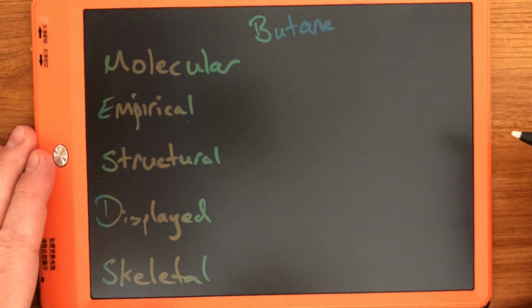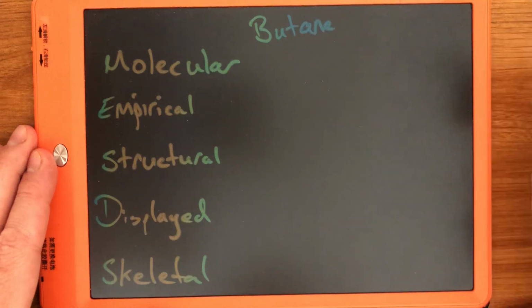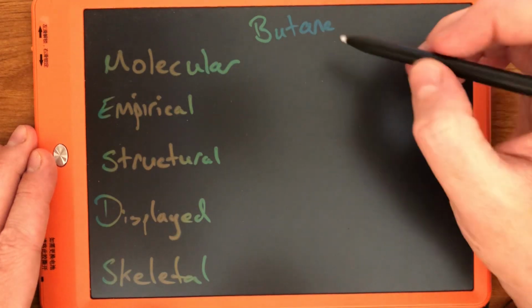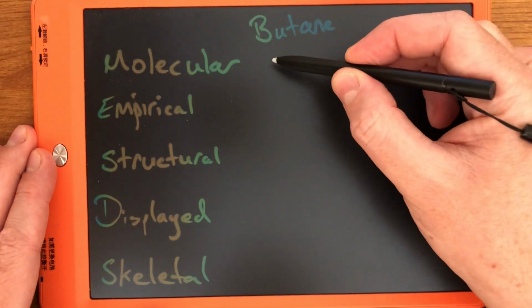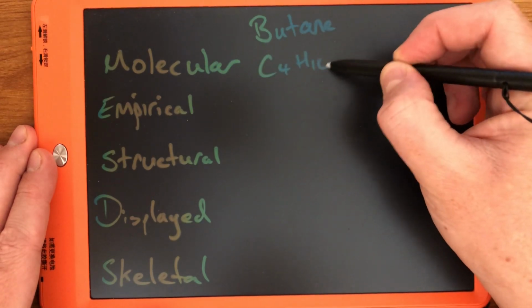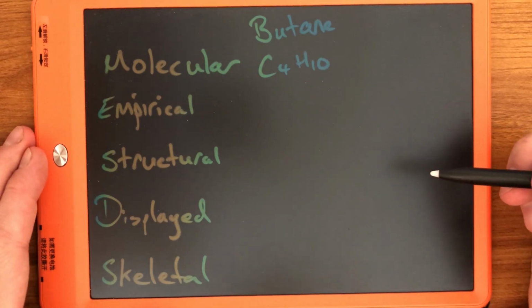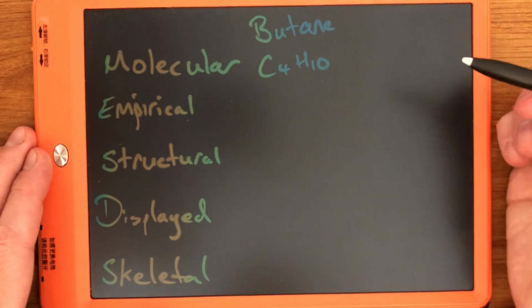I'm going to look at butane. Now, you know from butane, molecular formula is just simply its formula in full. So it'll be C4H10. Okay. Now, the empirical formula is in the simplest form, the simplest ratio.